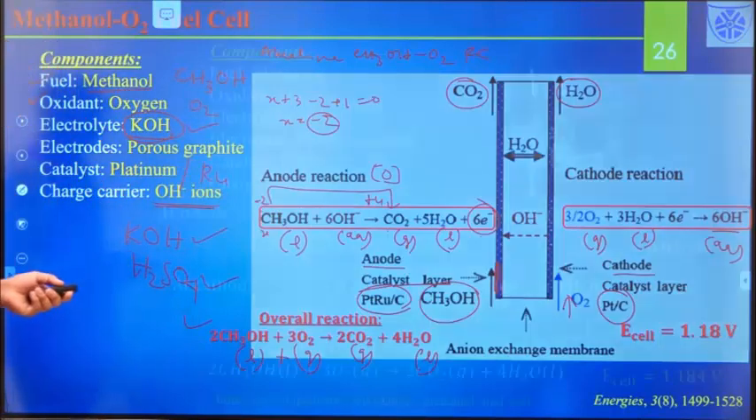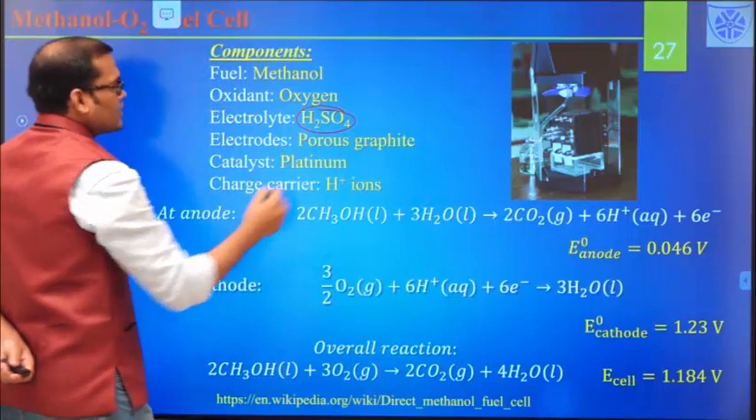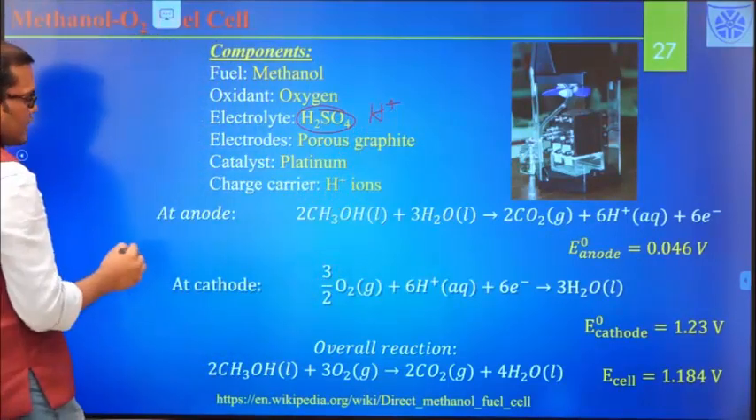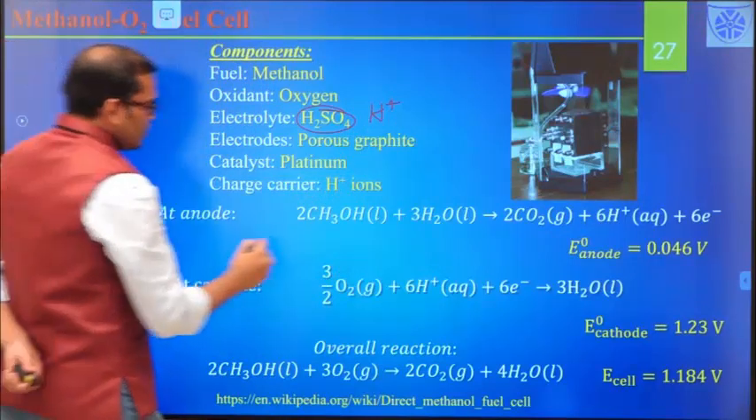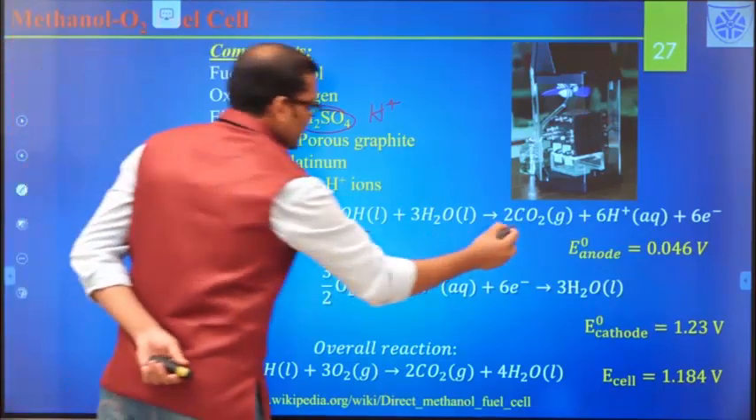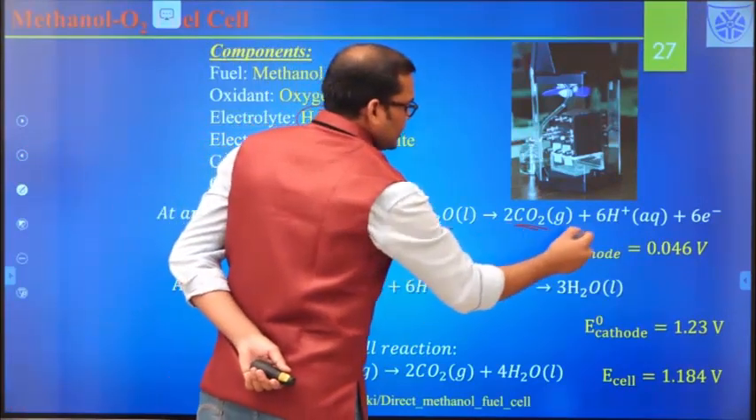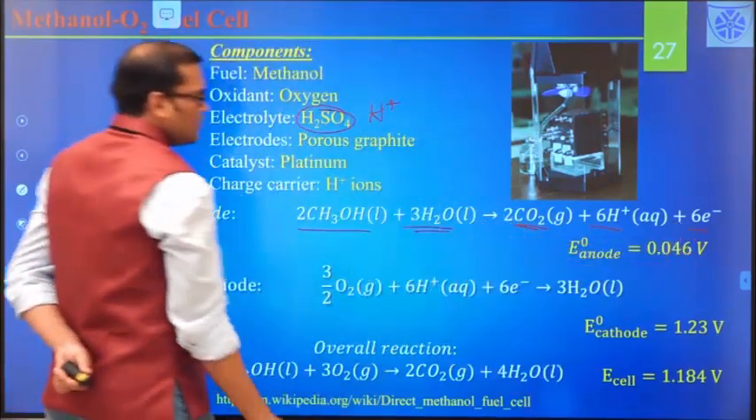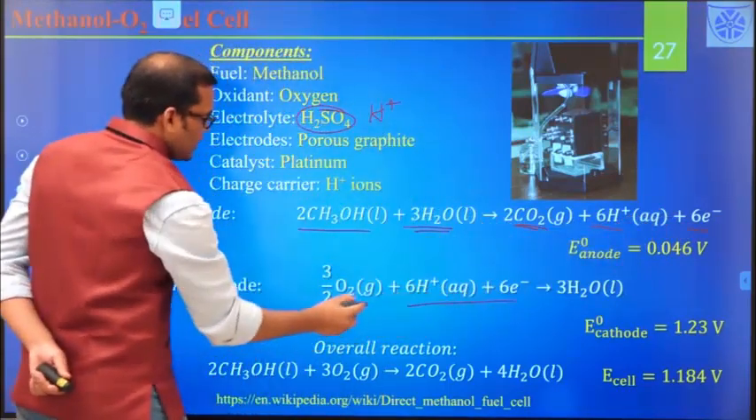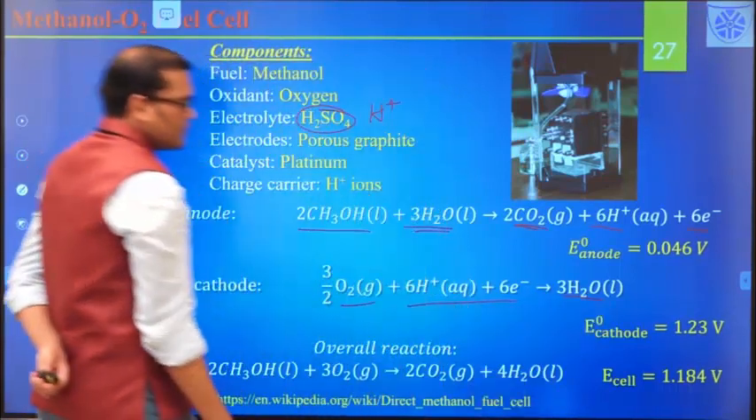So let us see if I use an acidic electrolyte. So the charge carrier here is H plus. So what reactions are occurring at the anode and cathode? Let us see. You have CH3OH, methanol. What will happen? It will be oxidized to carbon dioxide. So it is taking water, converting to carbon dioxide, 6H plus and 6 electrons. That 6H plus and 6 electrons will be consumed by the oxygen gas at the cathode side, and it is converting to water as a liquid.